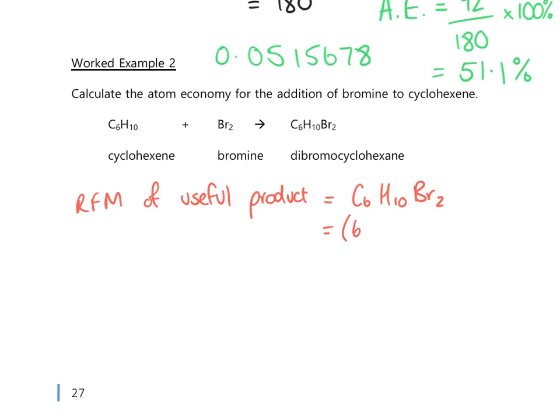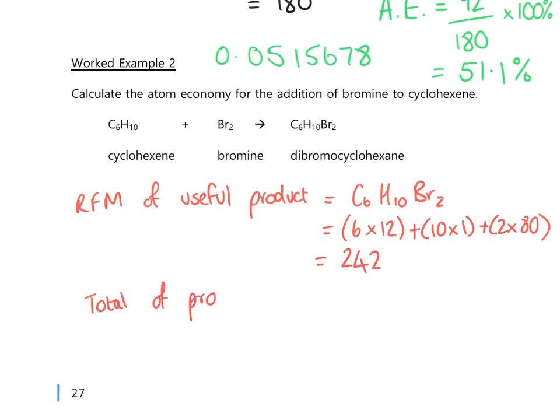Okay, Year 12, stick with me please. So it's 6 times 12 plus 10 times 1 plus 2 times 80, isn't it? Okay. And that should come out as 242. Total RFM of the products then. It's just your C6H10Br2 because that's the only product. So it's also 242.